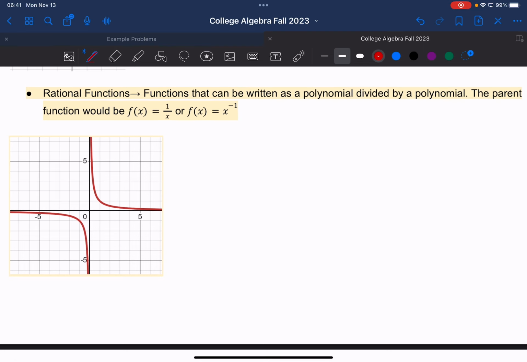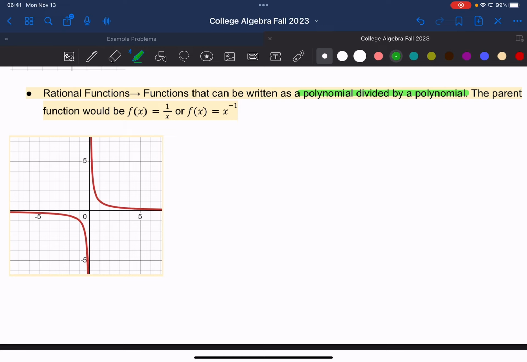Now we're going to look at the definition of a rational function. A rational function is a function that can be written as a polynomial divided by a polynomial. The parent function would be f of x is equal to 1 over x, or we could write that as f of x is equal to x to the negative 1 power. The only important thing here is that it's a polynomial divided by a polynomial. You'll see that later on when we look at the mathematical examples.